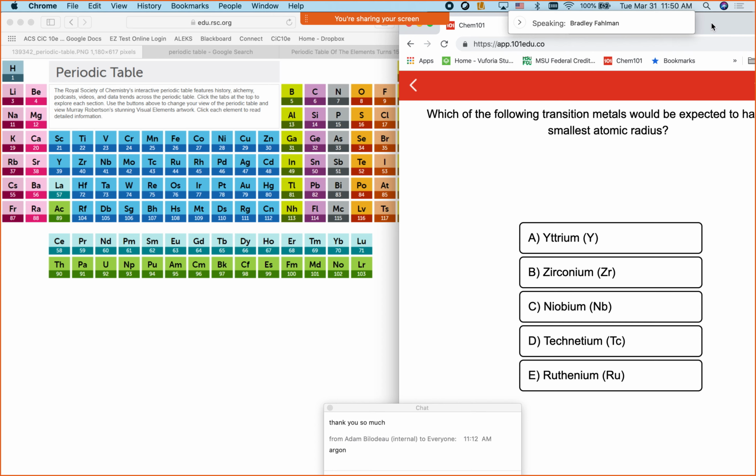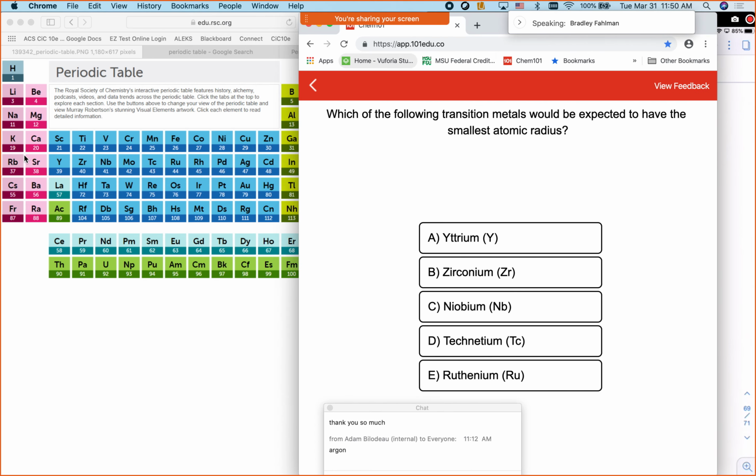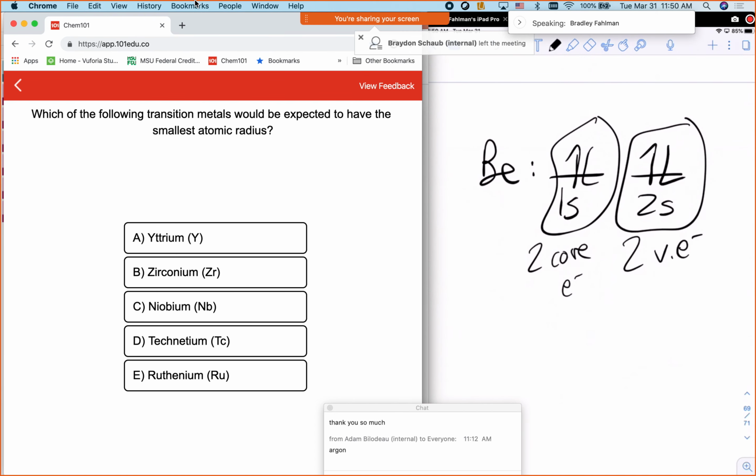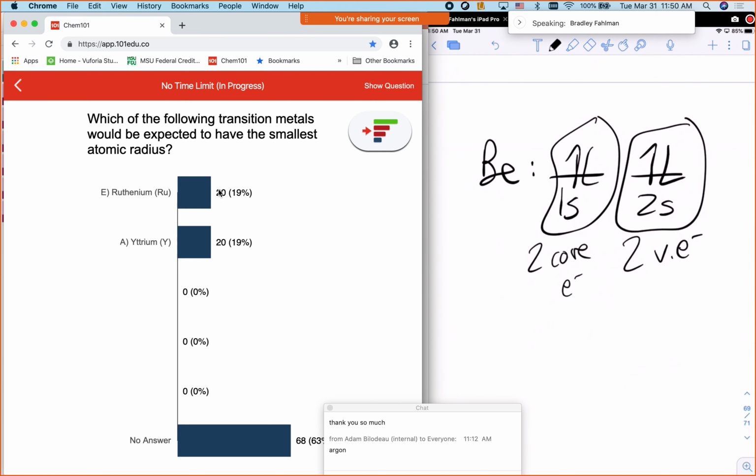What's the trend as you move left to right in a period? You are decreasing the size due to the effective nuclear charge, right? So this would be ruthenium. That's a close one, but ruthenium is farthest to the right, and so that will be the smallest radius. So everybody's updating their answers.